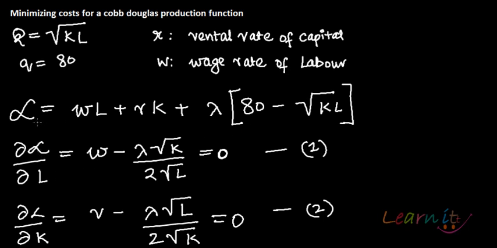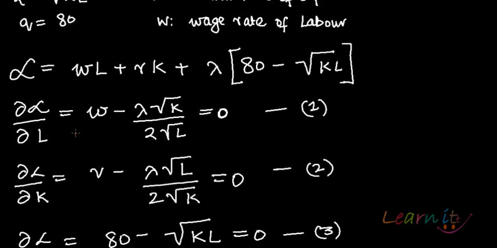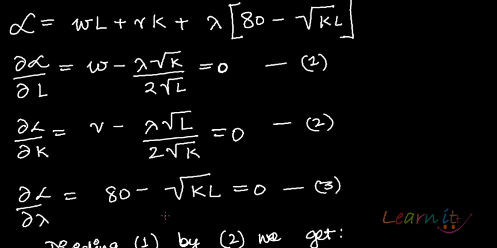So del L by del L would be W minus lambda root K upon 2 root L equals 0. You find the second partial derivative, del L by del K equals R minus lambda root of L upon 2 root K equals 0. And del L by del lambda would be 80 minus root of KL equals 0.